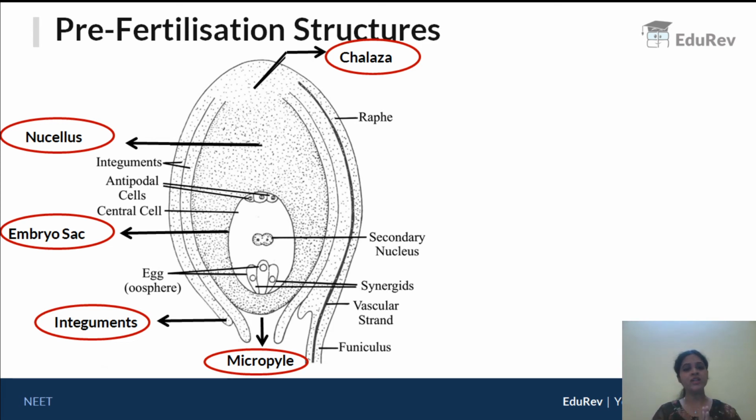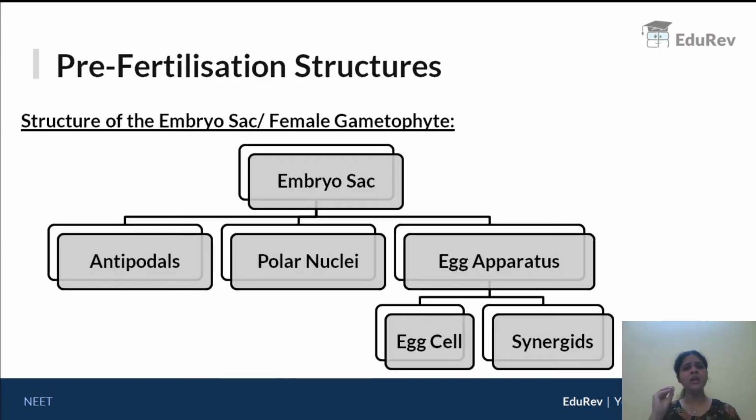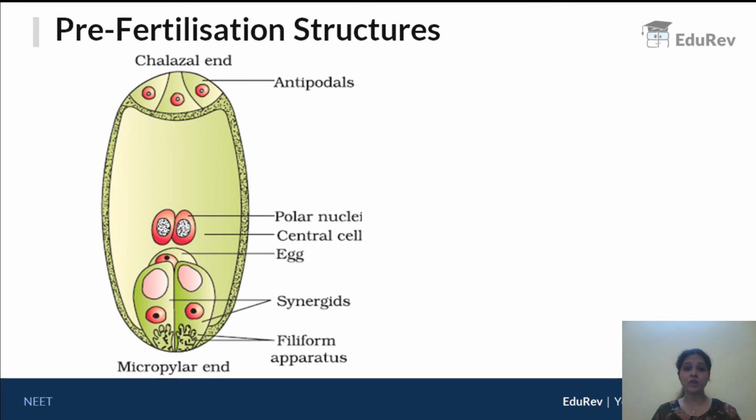Now we will focus our attention on the embryo sac because that is the most important part of this particular ovule. Now the embryo sac technically contains three important cells, and all of these cells are haploid in nature. We will understand in later videos why haploid in nature. But for right now, just remember all of these cells are haploid. The first is the antipodals present at the chalazal end, followed by the polar nuclei more or less in the center, and then at the micropyle end, you have the egg apparatus containing one egg cell and two synergids.